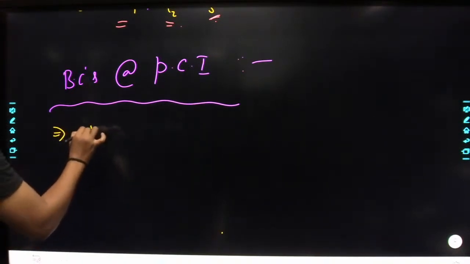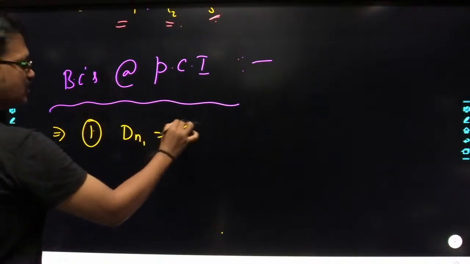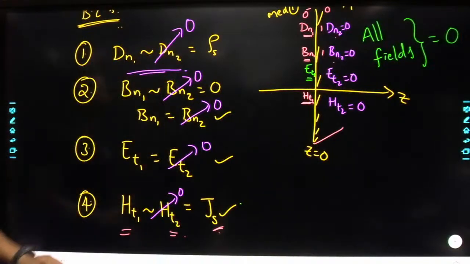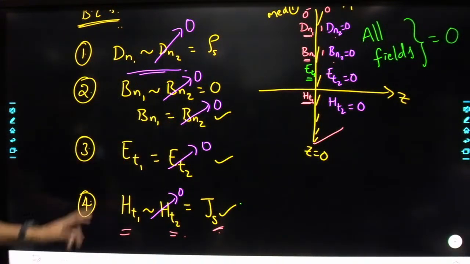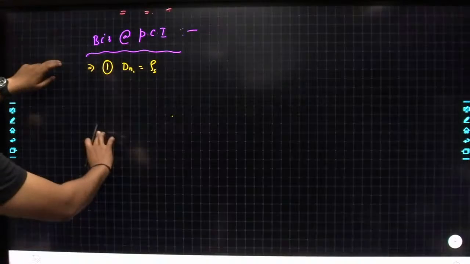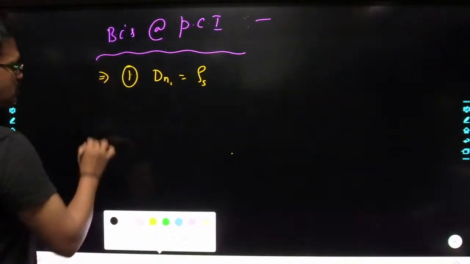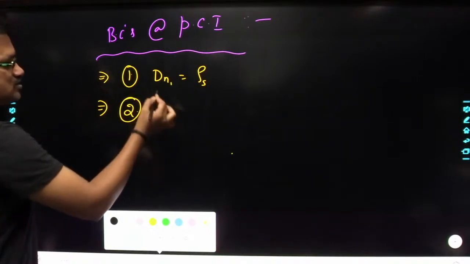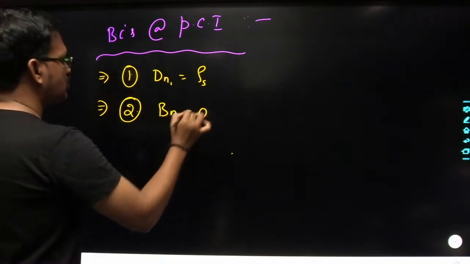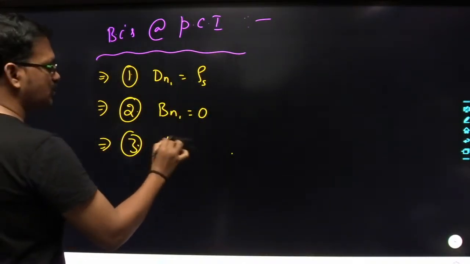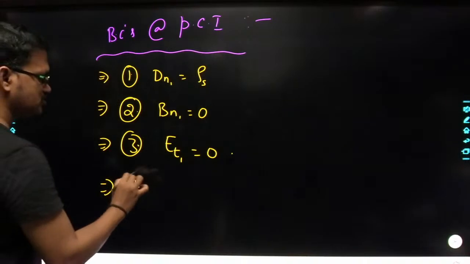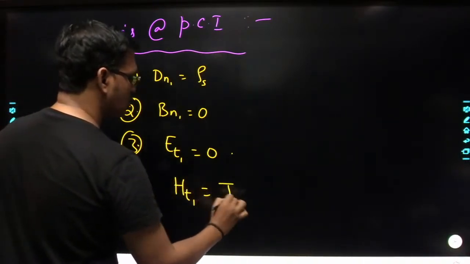So the first boundary condition you are going to get, DN1, is equivalent to rho s, since DN2 becomes 0. Replace DN2 equal to 0, you will get DN1 equal to rho s, and BN1 equal to 0, ET1 equal to 0, and HT1 is equal to Js. Yes or no? Okay, so these are the boundary conditions at the perfect conducting interface: DN1 is equal to rho s, BN1 is equal to 0, ET1 is equivalent to 0, and HT1 is equivalent to Js.